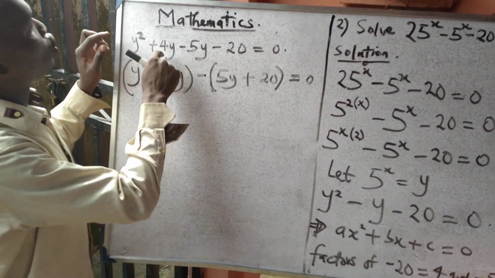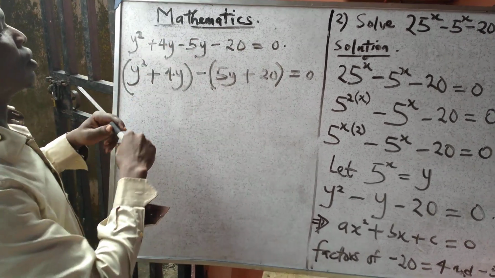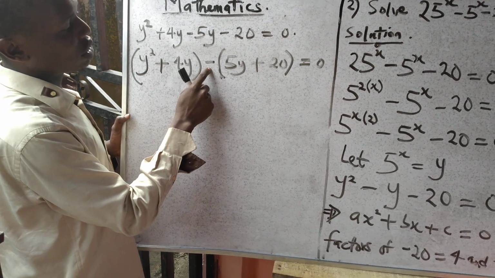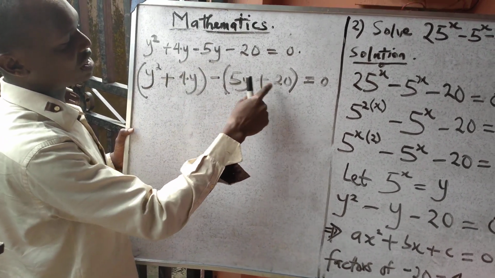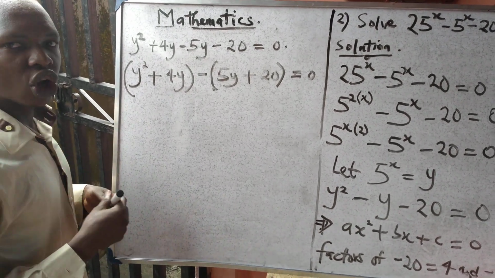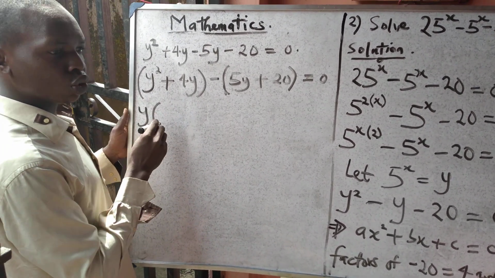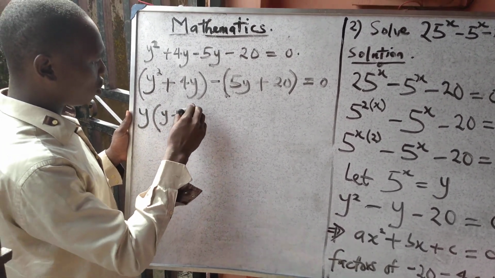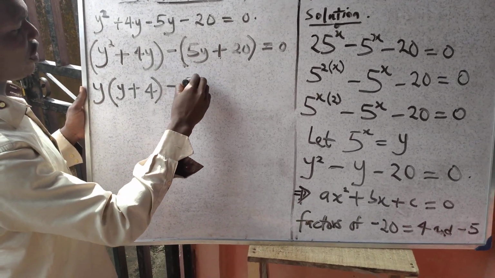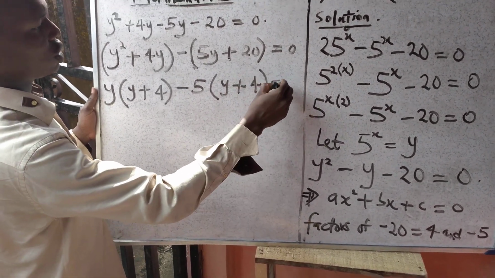Okay, now we group them. This will be y squared plus 4y, and then minus the bracket 5y plus 20. When you open this bracket, it will still be the same, because minus times 5y is minus 5y, and minus times plus 20, minus times plus is minus, it will be minus 20. Alright, now what's the common factor here? y is common. If you bring that y, you have y plus 4. Minus what is common here? 5 is common. If you bring that 5, you have y plus 4 equals 0.